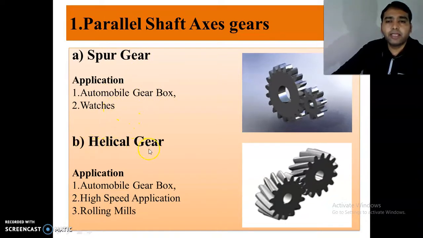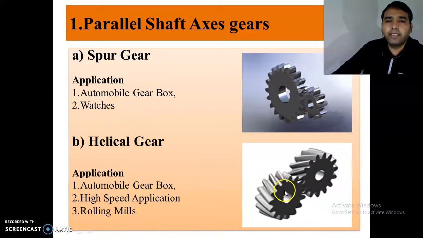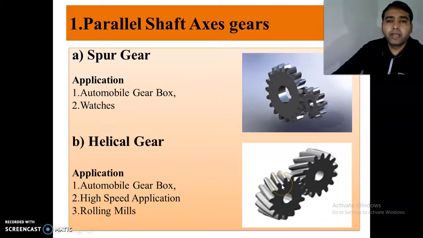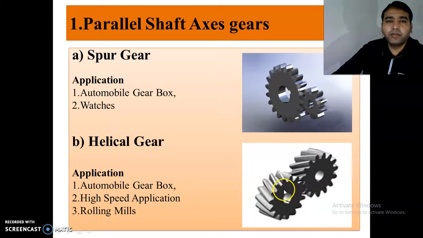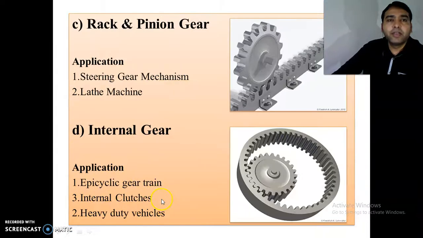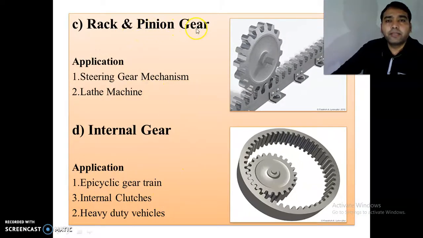Now second, helical gear. The helical gear has teeth inclined to the axis of the shaft at a helix angle, and then it is called a helical gear. Its operation is smoother than the spur gear, so it is used in the automobile gearbox, high speed applications and rolling mills.